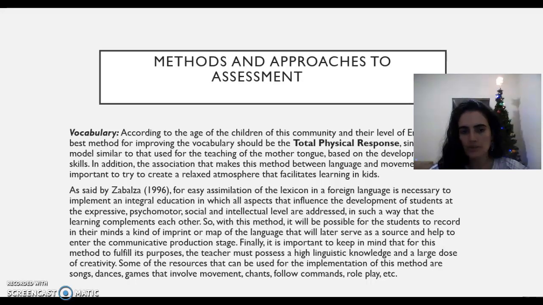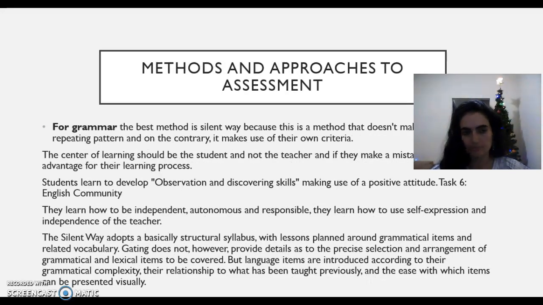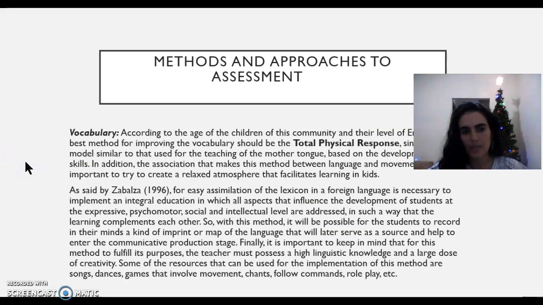For easy assimilation of the lexicon in a foreign language, it is necessary to implement an integral education in which all aspects that influence the development of a student, at the expressive, psychomotor, social, and intellectual level, are addressed in such a way that their learning complements each other.